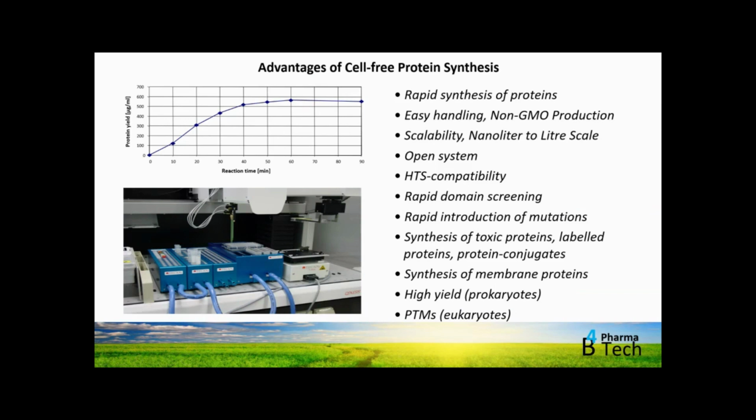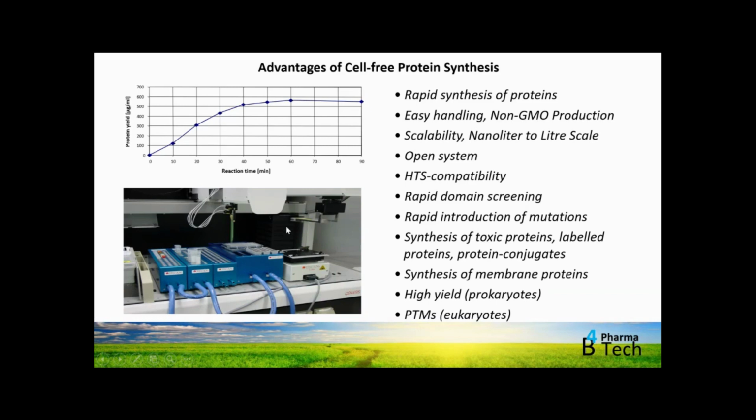Now, as we're working in an open system, the system can be fully automated. As shown here, you see the blue part of this robot. This is the cooling rack at 4 degrees. The 96 well plate is over here. Lysate is pipetted into these individual wells, and then individual templates are applied to the 96 well plate.